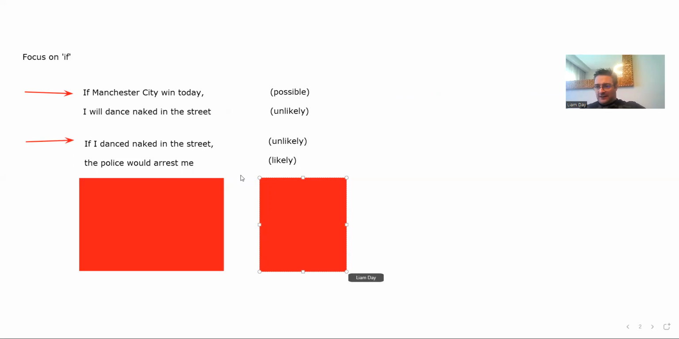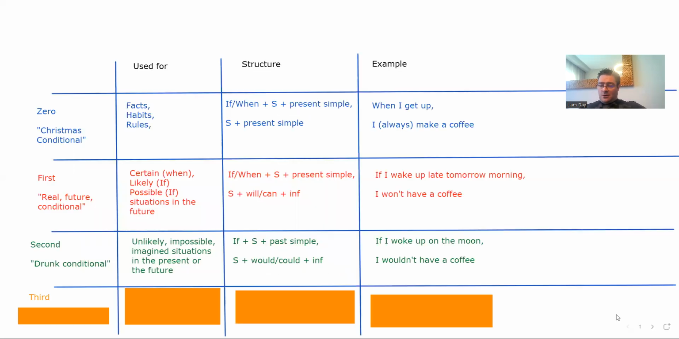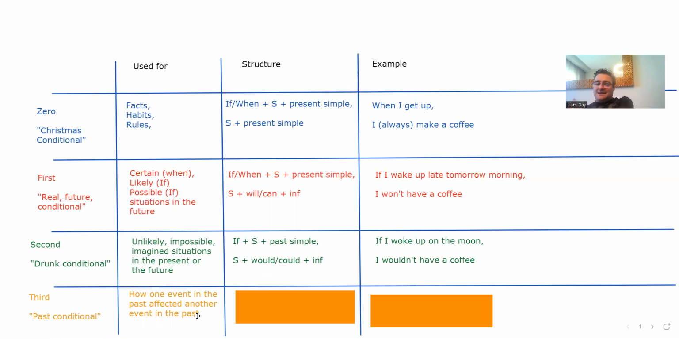If it's something likely, use the first conditional. If it's something unlikely, use the second conditional. All right, now the last one is the third conditional. And just as we talked here about the future conditional, this one is the past conditional. And this is talking about how one event in the past affected another. Now, this is all about your imagination. You are looking back to the past and you are imagining that things are different.